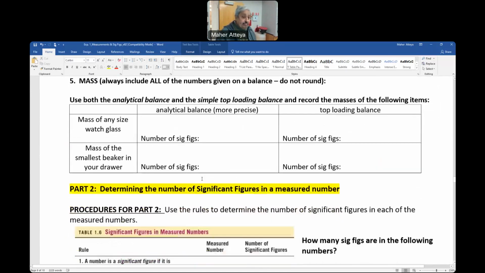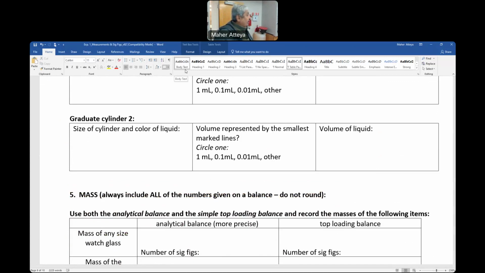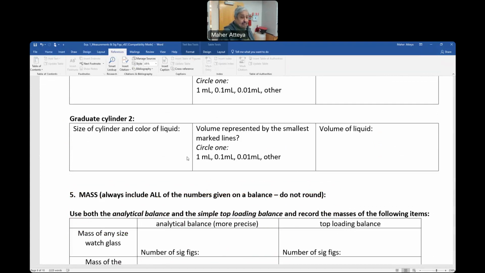Now, second thing here, we have to calculate the mass of a glassware. So you will take, this is 5.